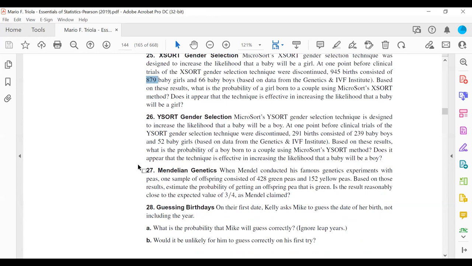So when Mendel conducted his famous genetic experiments with peas, one sample of offspring consisted of 428 green peas and 152 yellow peas. They want to know, based on those results, what estimate the probability of getting an offspring pea that is green? Okay, so they want the probability of green.